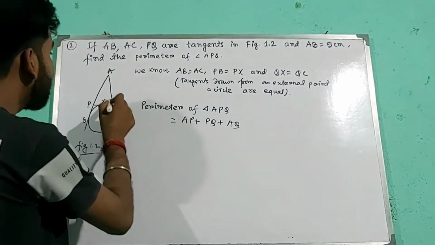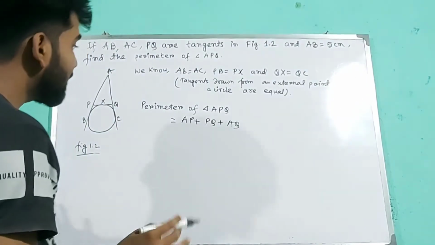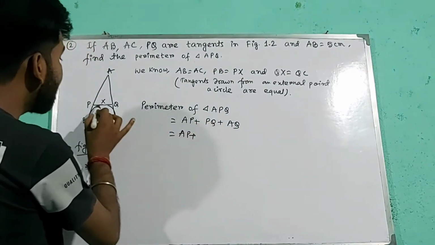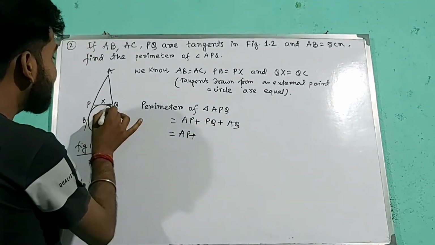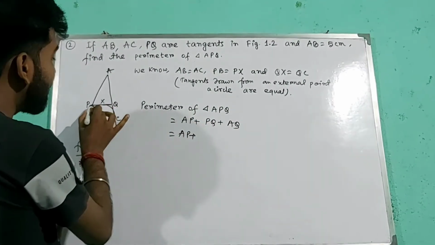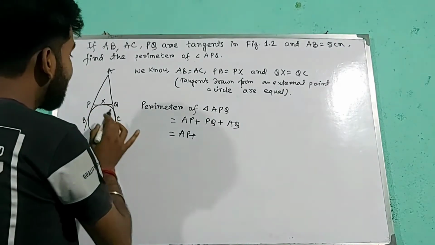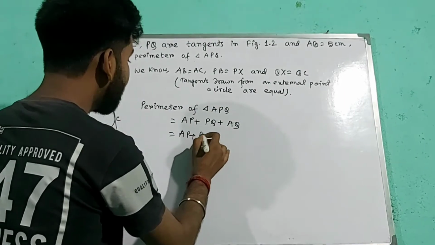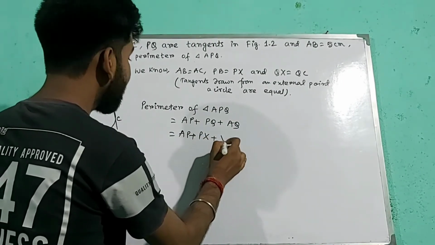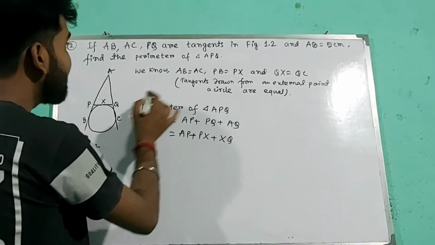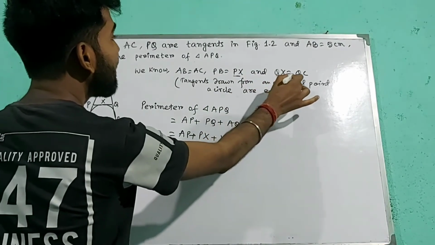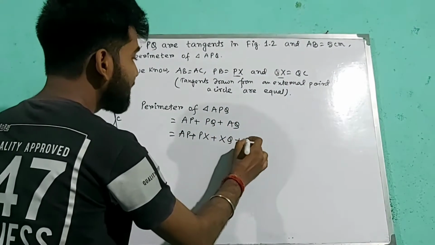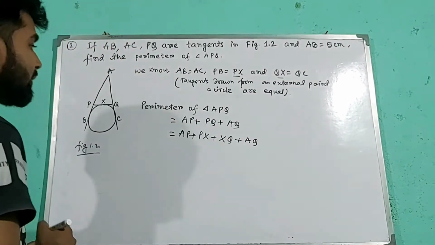Okay, AP plus PQ plus AQ. You know this one easily. Now just break it. AP plus, PQ we can break into PX and XQ. Why? Because we know these values. Okay, PX and XQ, you know these can be broken. So PX plus XQ. You know already these are broken. See, PX, XQ. So I have broken it. Okay, and plus AQ.